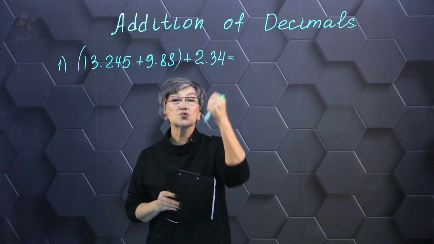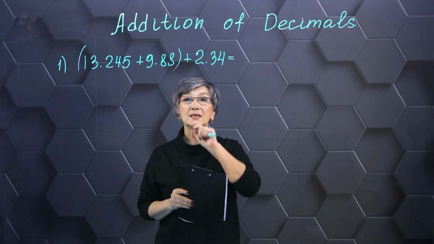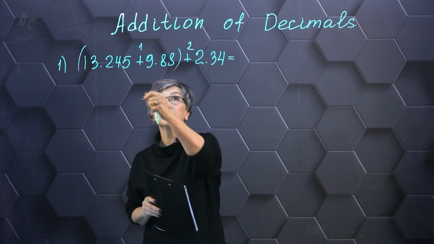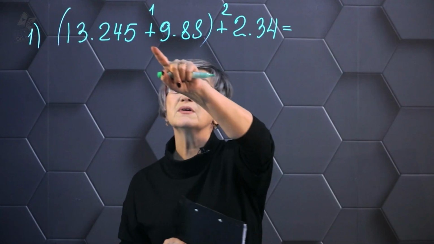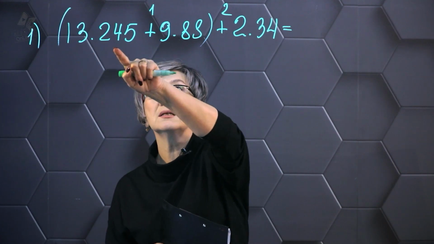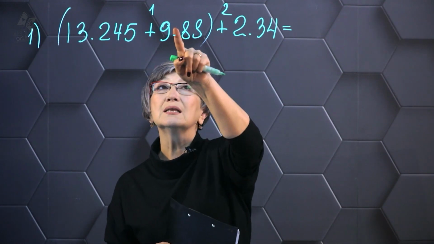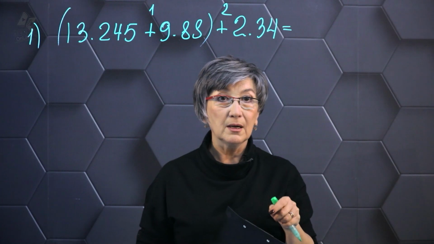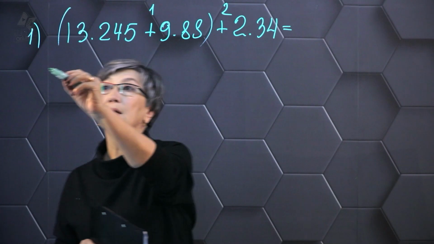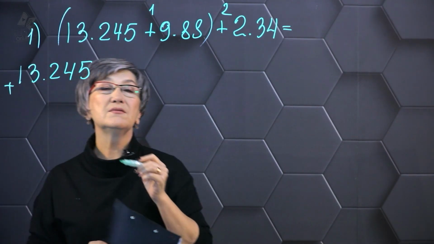So how do we find the sum of these numbers? Well, of course we can do these operations sequentially. That is, write down which action will be the first and which action will be the second. So the first action that we need to do is to find the sum of the numbers 13.245 thousandths and 9.88 hundredths, because this sum is in parentheses. According to the rules of action, we must perform the first action in parentheses. So 13.245 thousandths plus 9.88 hundredths.